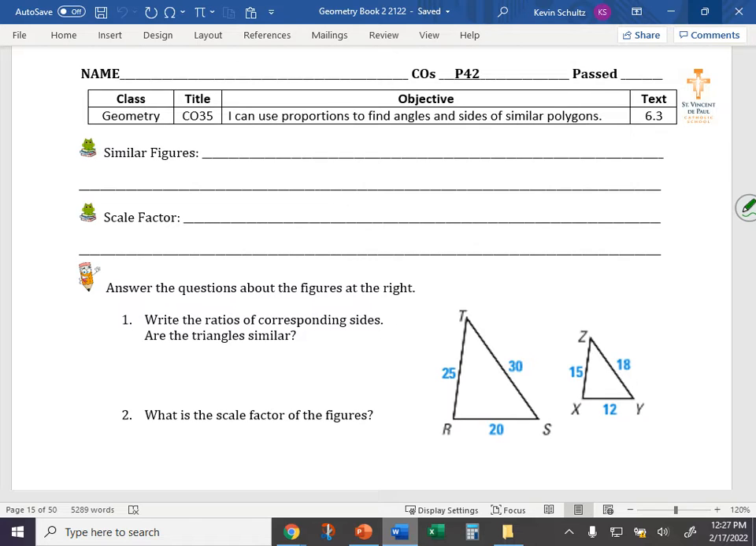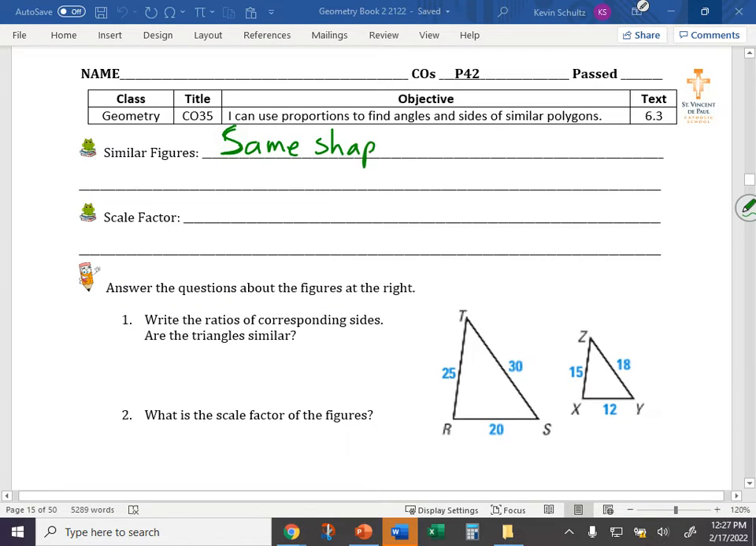Describe for me, or define similar figures. What characteristics do similar figures have? We kind of compared and contrasted congruency with similarity yesterday. So what do you remember? Yes, Peter. And that in similar figures was the same shape but not the same size. Right. So same shape, different sizes.